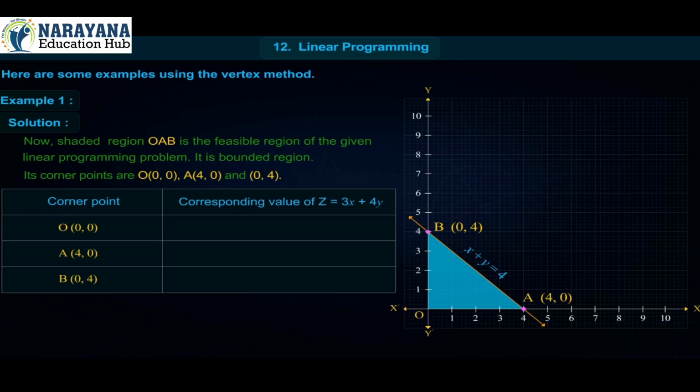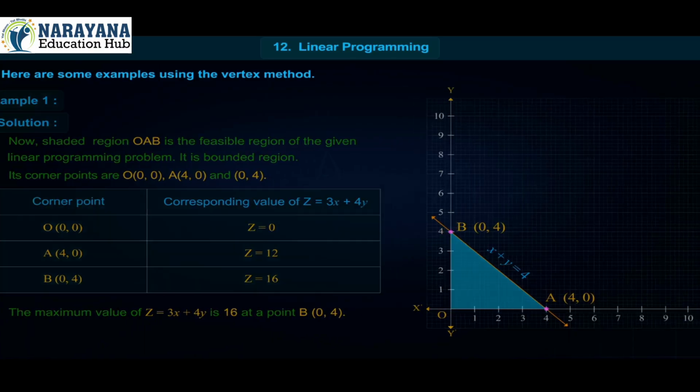Corresponding value of Z is equal to 3x plus 4y, which is Z is equal to 0, Z is equal to 12, Z is equal to 16. The maximum value of Z is equal to 3x plus 4y is 16 at the point B (0, 4).